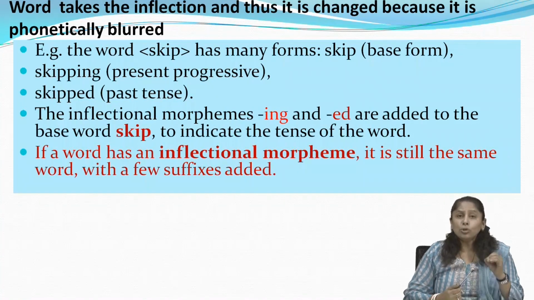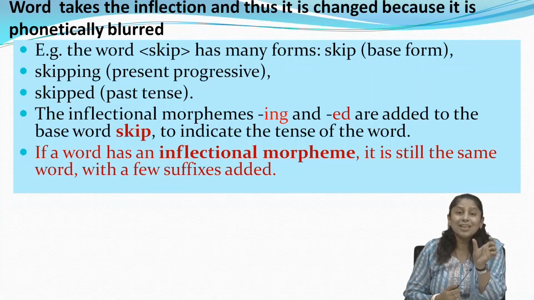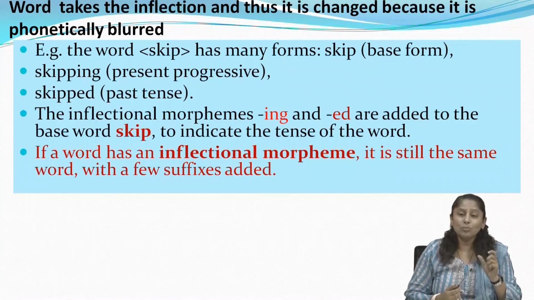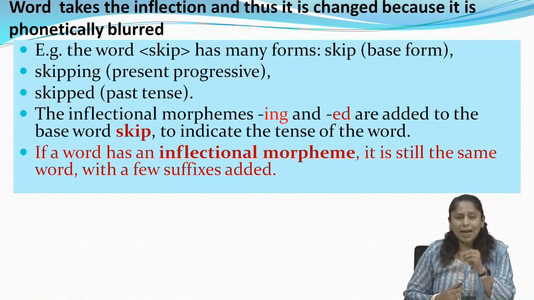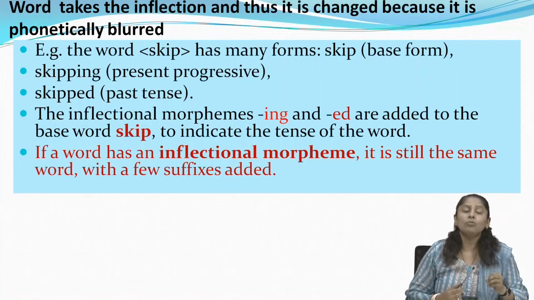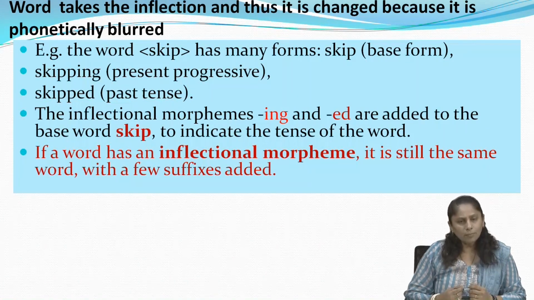But due to certain inflectional additions, the word is changed in its morphological structure. This is known as morphological structure. Inflectional morpheme, in the sense when the skip word is utilized with ing, skipping, or the skip word is utilized with ed, skipped, then it is known as inflectional morpheme.